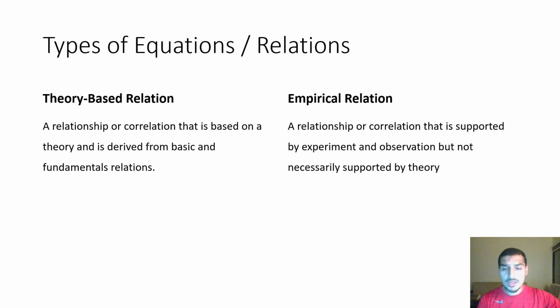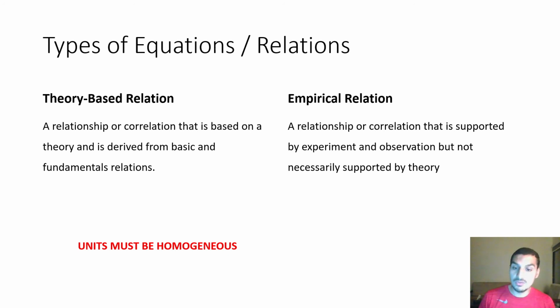So why am I telling you this? First, in the theory-based relations, they have a theoretical background, and that's why the units of the parameters in this equation must be homogeneous. So if you're using centimeter here, then it has to be centimeter on the other side of the equation. So the units must be homogeneous. But this is not the case for the empirical relations. They might be homogeneous, but they don't necessarily have to be.